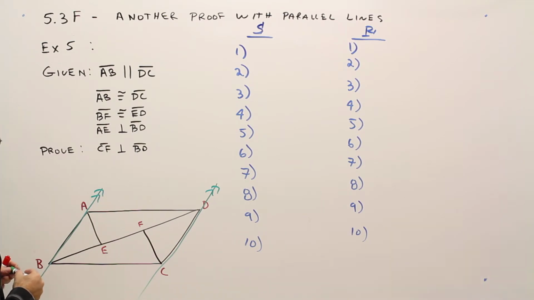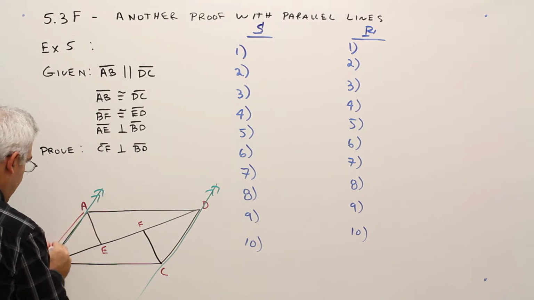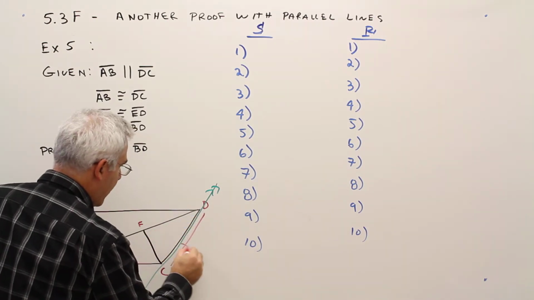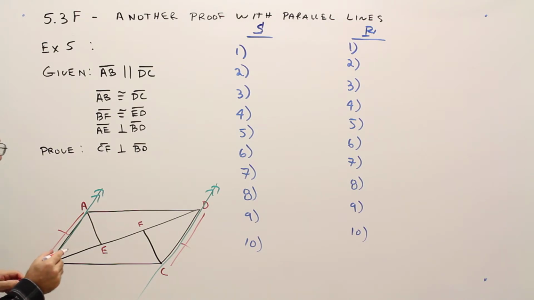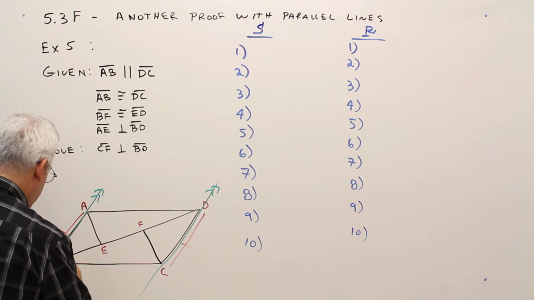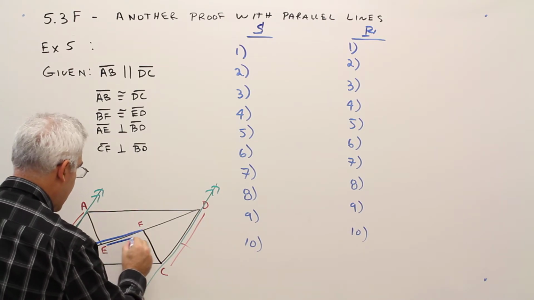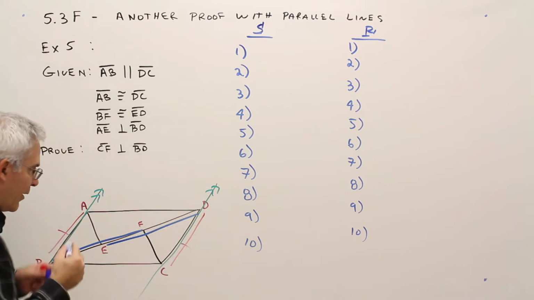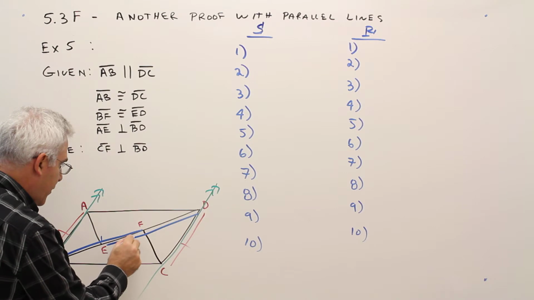AB is congruent to DC. So I'll have AB congruent to DC. BF is congruent to ED. I'll go in blue here. So BF is congruent to ED. I'll just say that those blue segments are congruent. Maybe I'll put a little tick on each of them.